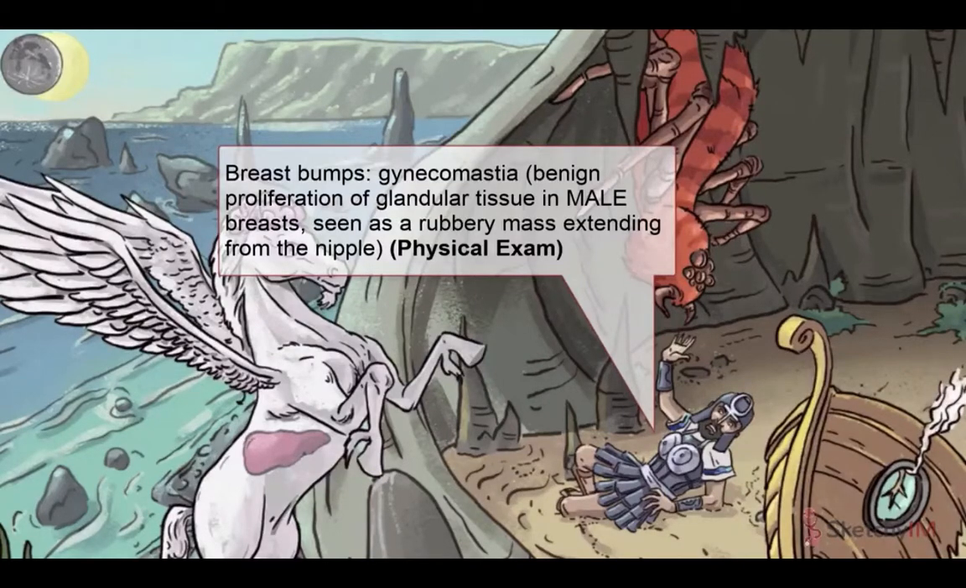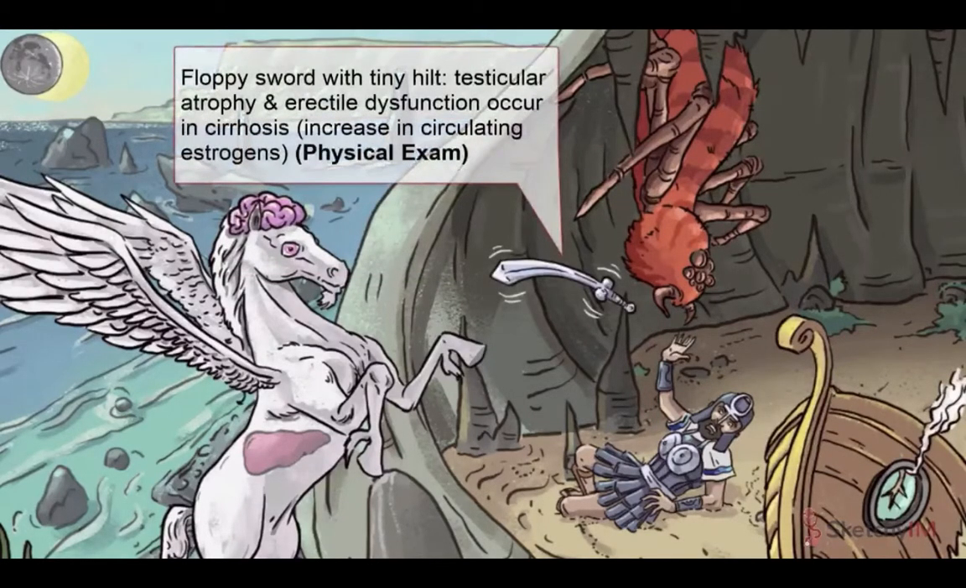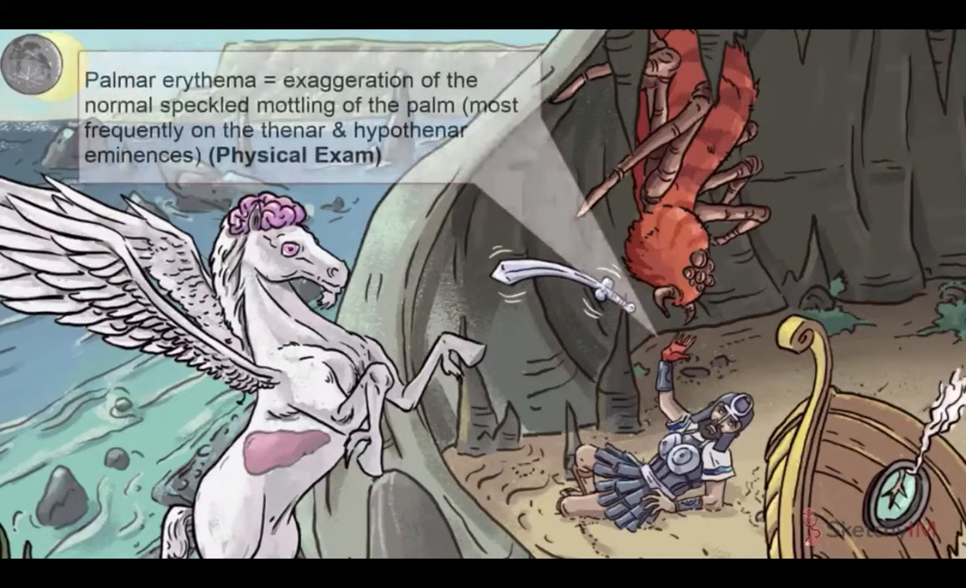Gynecomastia is defined as a benign proliferation of glandular tissue in the male breast and found on exam as a rubbery mass extending concentrically from the nipple. And that floppy sword with the tiny hilt? It's there to remind you of testicular atrophy and erectile dysfunction in men with cirrhosis, also due to increased circulating estrogens. Finally, look at your patient's palms. Palmar erythema is an exaggeration of the normal speckled mottling of the palm, most frequently on the thenar and hypothenar eminences, and is believed to result from hyperestrinism.